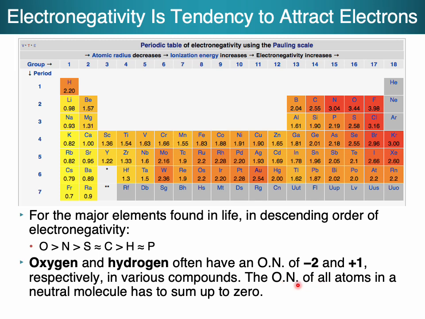So the oxidation numbers of all atoms in a neutral molecule have to sum up to 0. So knowing that oxygen has an oxidation number of -2 always, and hydrogen has an oxidation number of +1 always, using these two pieces of information, one can usually figure out the oxidation number of other elements within a molecule. And now I'm going to give you some examples.